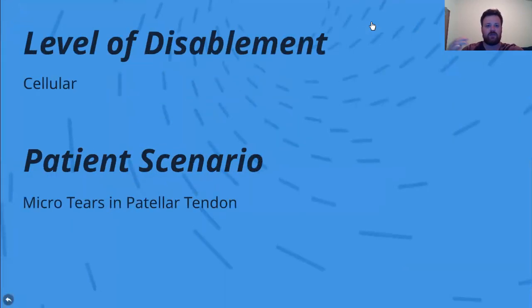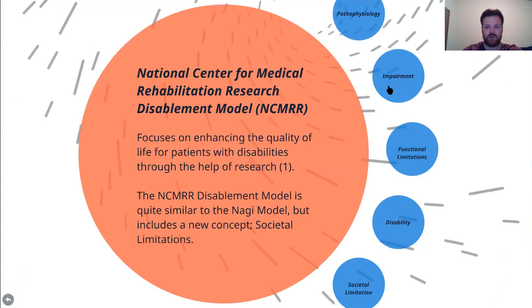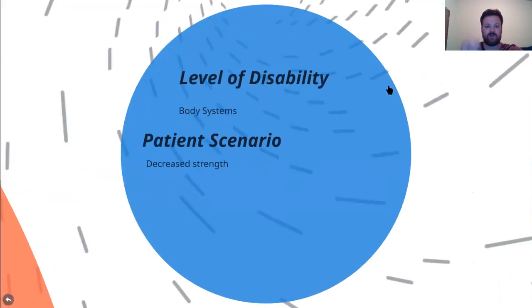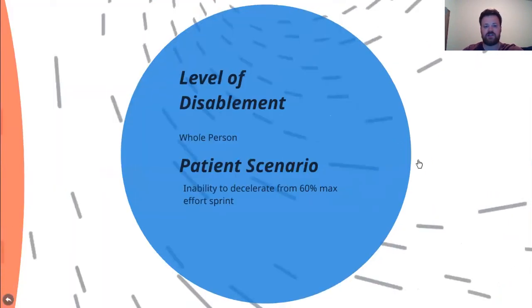So first of all, there's the pathophysiology. It's going to focus just on the cellular component of the patient. So again, we have micro tears in the patella tendon. Next, we have impairment. Again, it's going to be focused on body systems. The patient's going to have decreased quadriceps strength. Next, we have functional limitations, and again, it's based on the whole person. And in this case, they're going to be unable to decelerate from a 60% max.